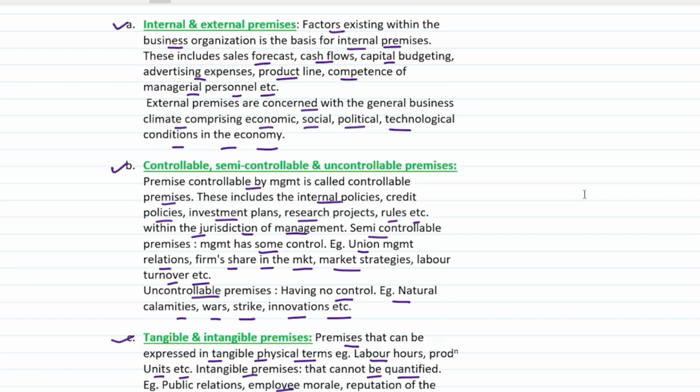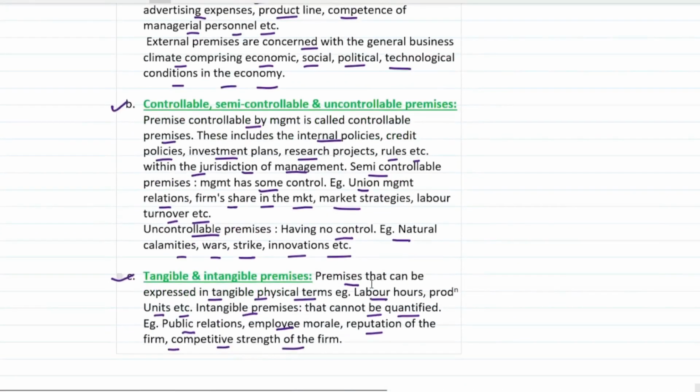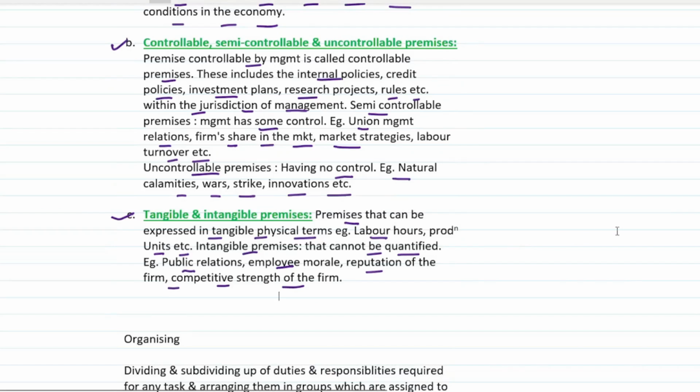And we talk about semi-controllable premises wherein management has some control. So these can be union management relationship, firm share in the market, strategies, etc. Uncontrollable means something which you don't have control over completely, right? These can be natural calamities, wars, strikes, innovations, etc. And finally, we talk about tangible and intangible premises. Tangible is basically which can be expressed in physical terms. Example is labor hours, production units, etc. Whereas intangible premise is something that cannot be quantified. So examples can be public relations, employee morale, reputation of the firm, competitive strength, etc.